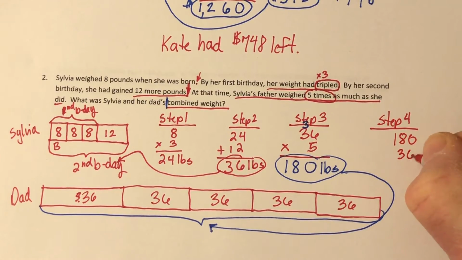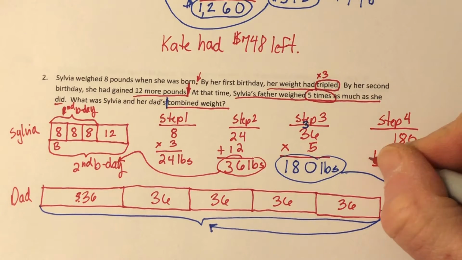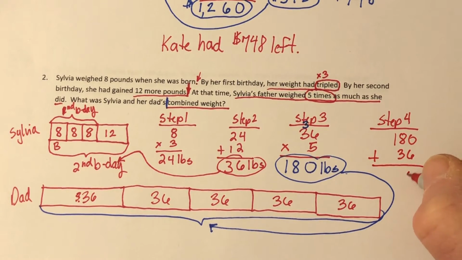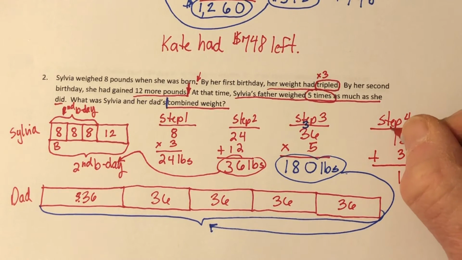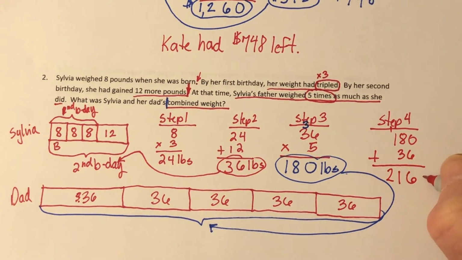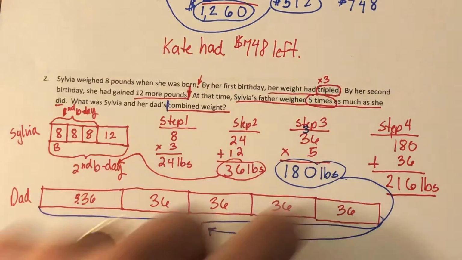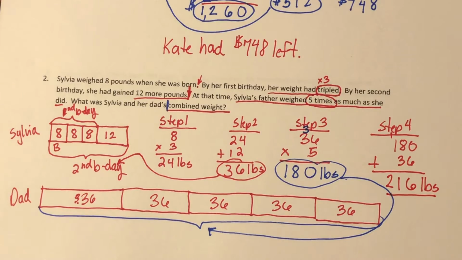So I'm going to take 180 plus 36, add them together. 0 plus 6 is 6. 8 plus 3 is 11. 1 plus 1 is 2. 216 pounds. All right. I was getting a little nervous there. I was reading all this, and it just kept on adding information and adding information. That's why I think drawing this out helps me through it a little bit, okay?